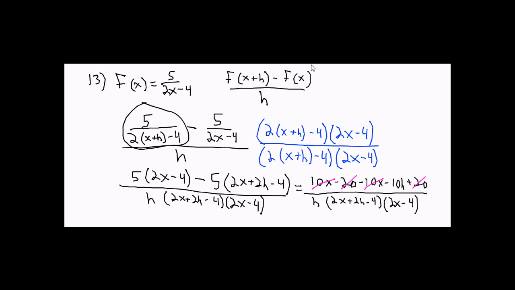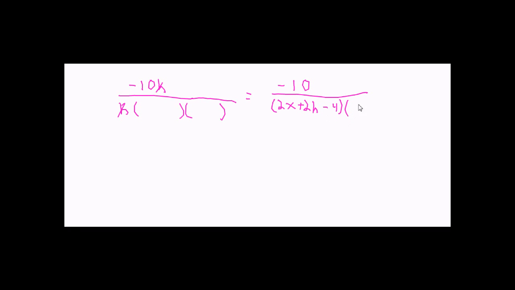So the only thing left up top is negative 10h, and on the bottom it's still h times all that same stuff, which I'm not going to rewrite here. We're multiplying all this out, so now these h's will cancel, and the final answer is negative 10 over all that stuff that's left on the bottom: 2x plus 2h minus 4 times 2x minus 4. There you go. That's the answer. You're done. Congratulations.